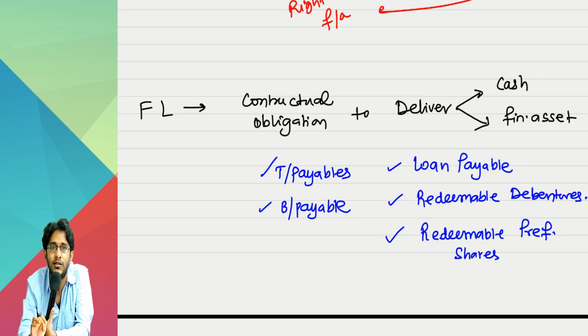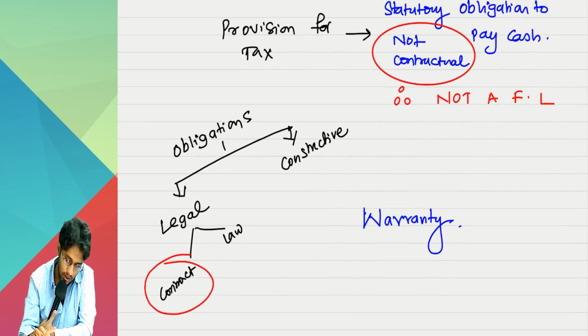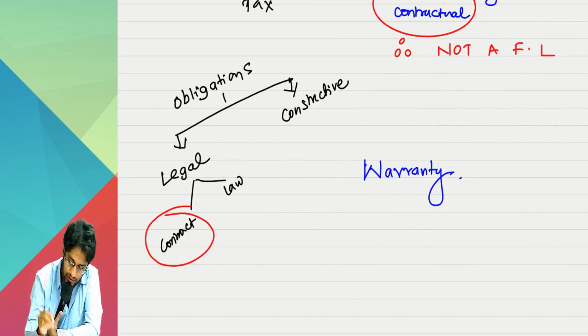Since an obligation to deliver cash is not there, warranty obligations are not financial liabilities, even though there is a contract underlying that. That is the reason they are scoped out from Ind AS 109 and covered under Ind AS 37. Right. Next one. Guess this.